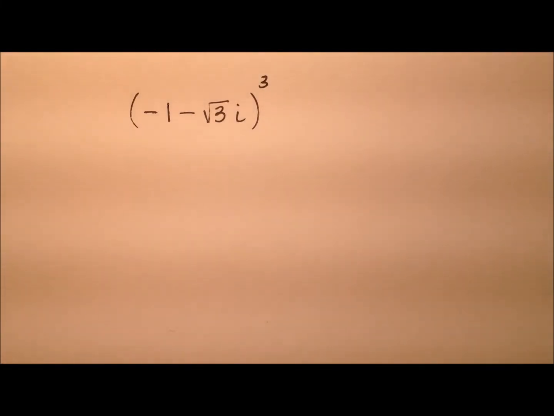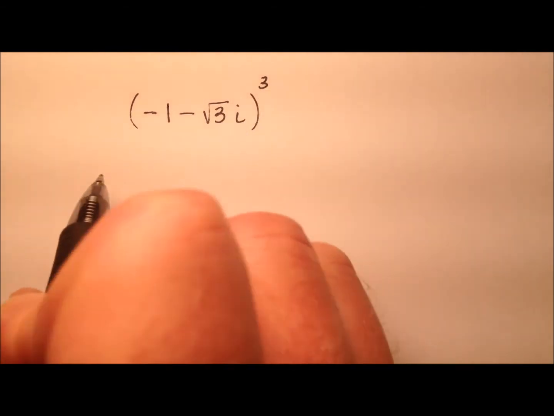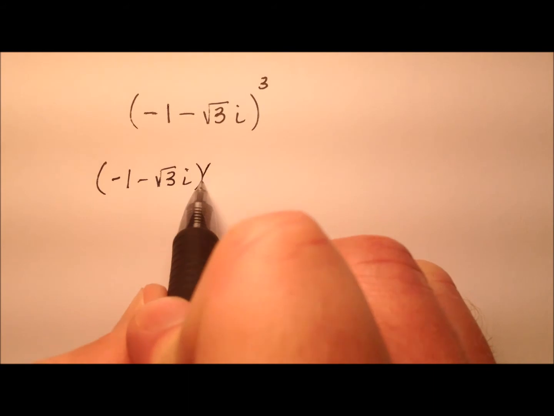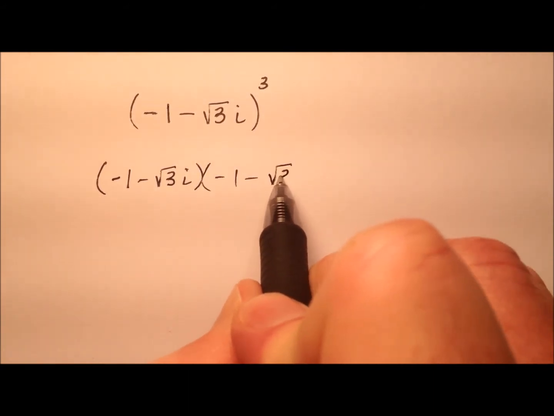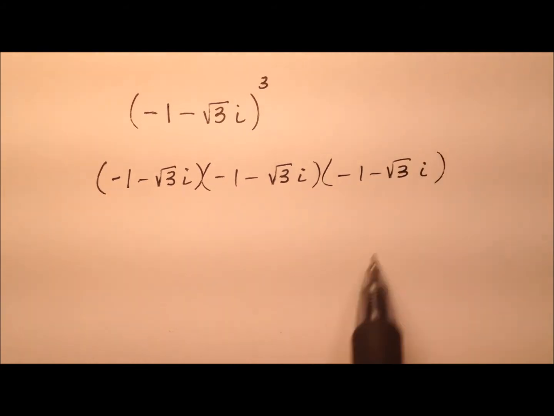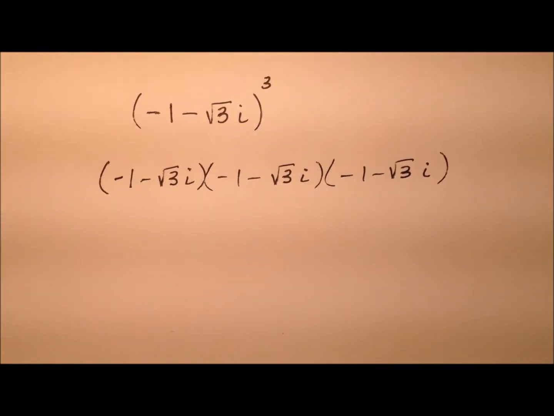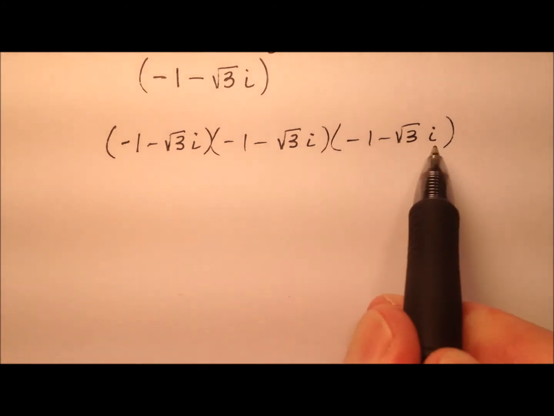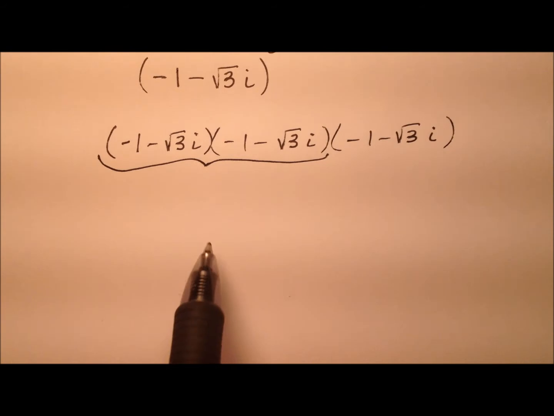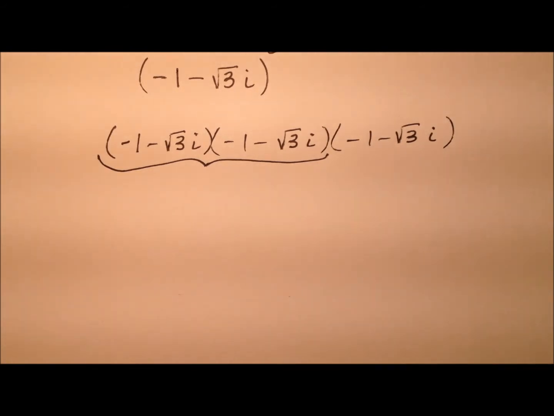In this example, we're going to cube the complex number -1 minus the square root of 3 times i. Since we're going to cube it, I need to write 3 of them. Be careful as you write these out to make sure that the i doesn't end up inside the radical with the 3. They are separate. We're not able to multiply 3 things all at once, so let's multiply the first 2, and then we'll take that product and multiply it by the third one.